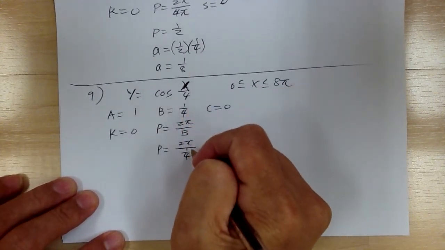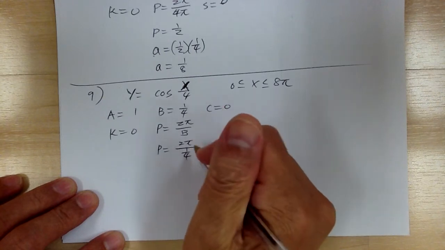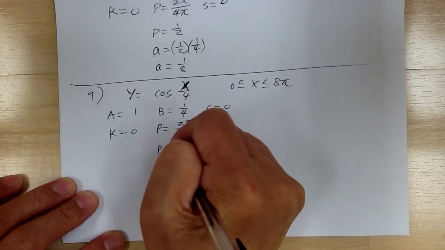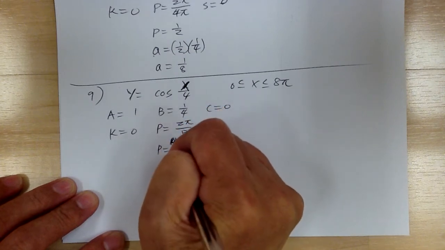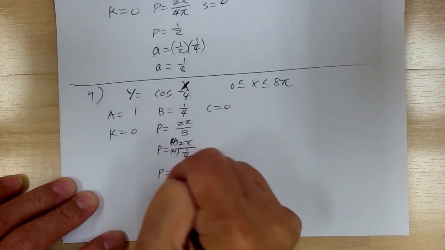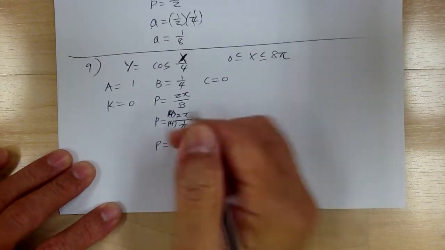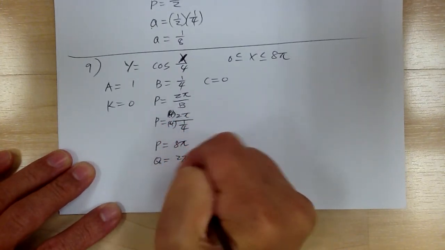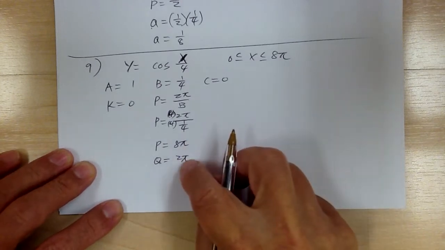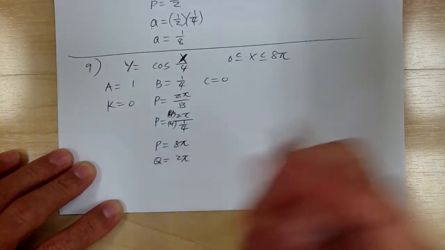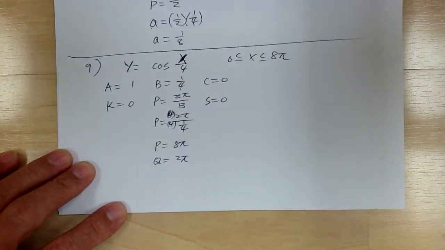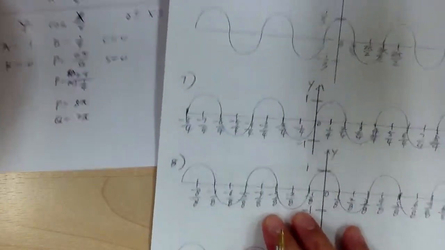So this is a complex fraction. To simplify a complex fraction, you multiply by the common denominator, which is the 4. So multiply by 4. So period equal to 8 pi. Quarter wave divided by 4, so you get 2 pi. Okay, 1/4 of that, right? 1/4. So divide by 4 or multiply by 1/4. Over here, the shift equal to 0. Okay, so let's go and do number 9.